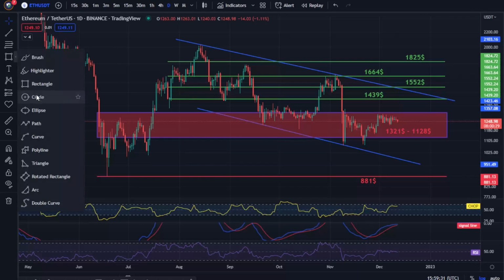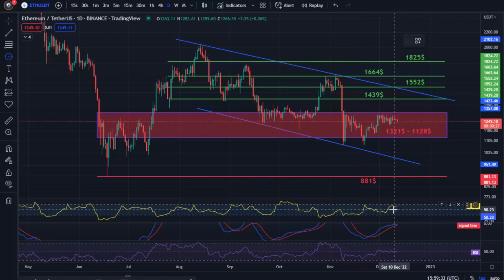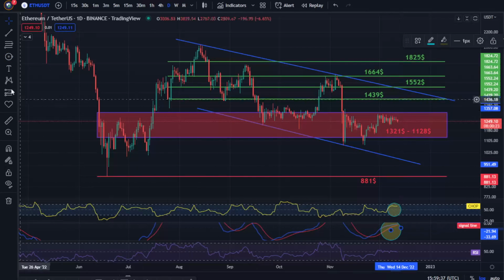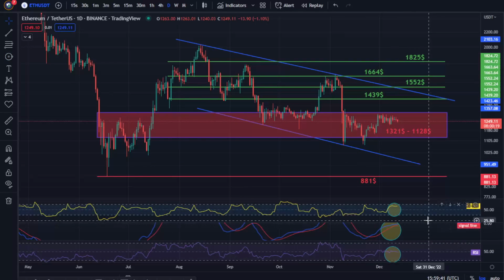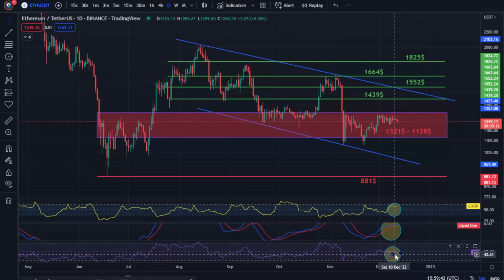Please look at the CHOP index, where we can see that the energy on the 1-day interval is very charged. The MACD indicator indicates that we are moving in an uptrend, while the RSI does not indicate a clear direction and confirms the local sideways trend.